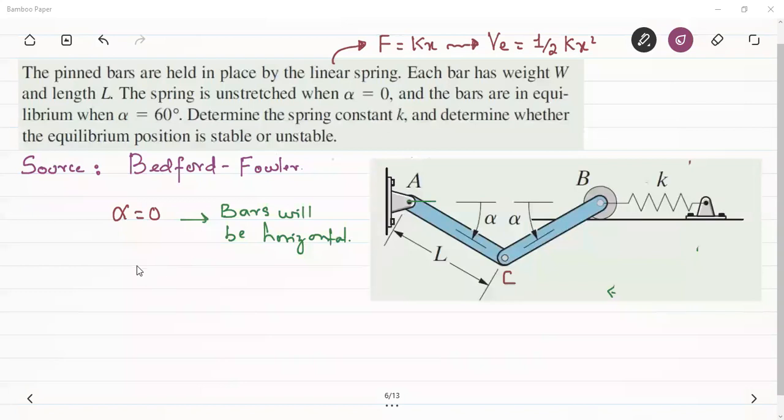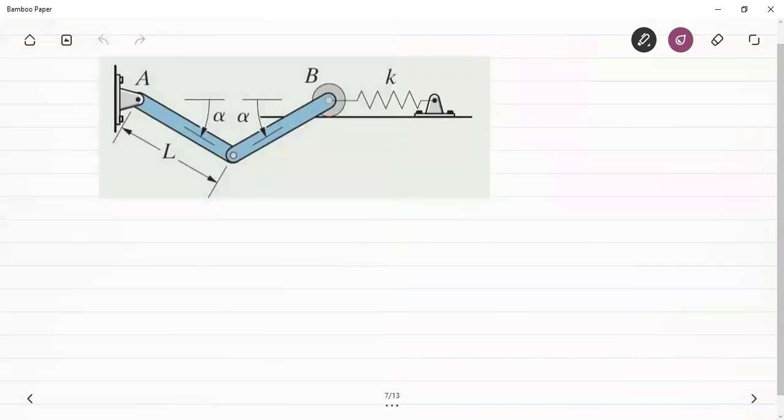Thus, the potential energy term in this case will be the summation of the gravitational potential energy, because the center of gravity of these bars will be located at some position with respect to the datum, plus the elastic potential energy on account of the stretch in the spring. Okay, so let's calculate these two terms one by one. Let's first calculate the gravitational potential energy.